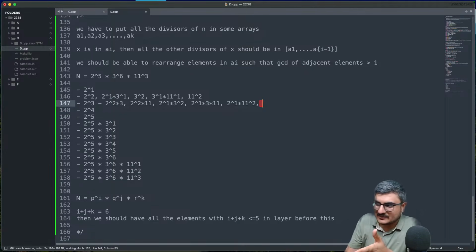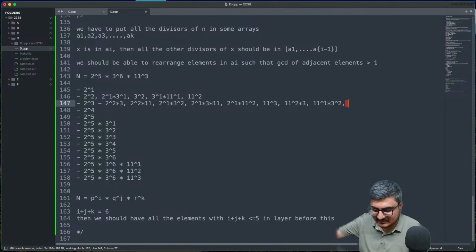Once you are done with everything, then you can start with 11. Since you have 11 to the power 3 here as the last number, you can start with 11 to the power 3, 11 to the power 2 into 3, 11 to the power 1 into 3 to the power 2. And once you are done with all the numbers that involve 11 but not 2, then you can start putting in 3 as well. 3 to the power 3 and so on.